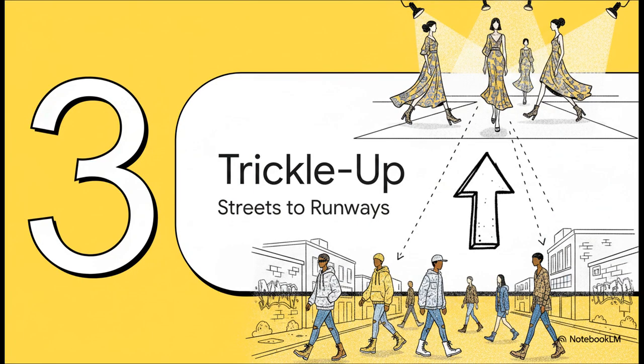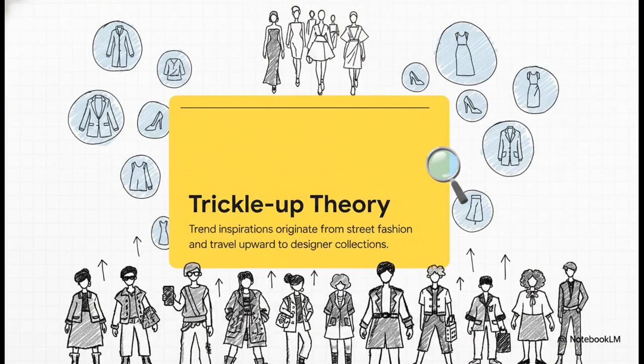Moving right along to section 3, trickle up, streets to runways. Now, let's completely flip the script. The trickle up or bubble up theory shows us that trend inspirations absolutely do not have to start with the elite class. You see, human beings have this endless craving for novelty. Because of that, unconventional styles that are created by the youth just to provoke attention often originate right there, at street fashion. And then, those styles literally bubble up the social strata.